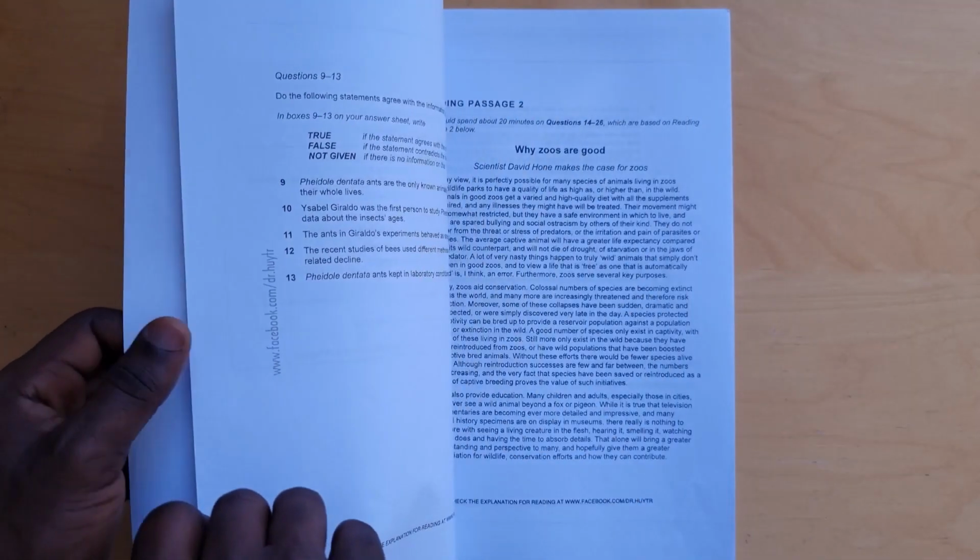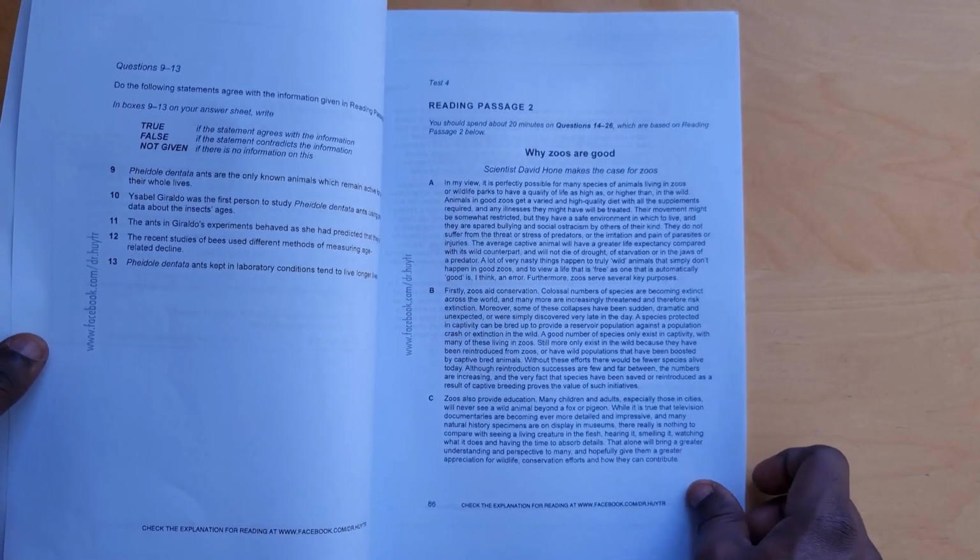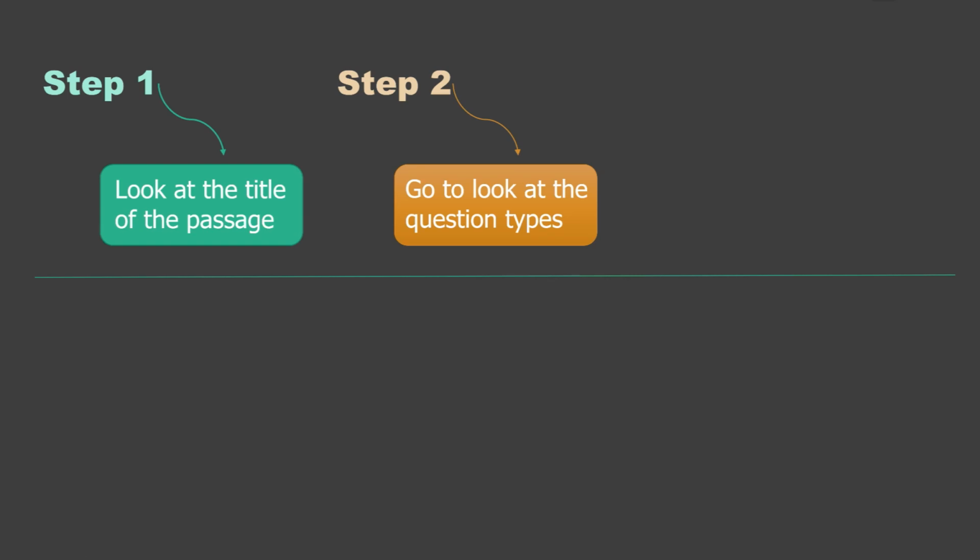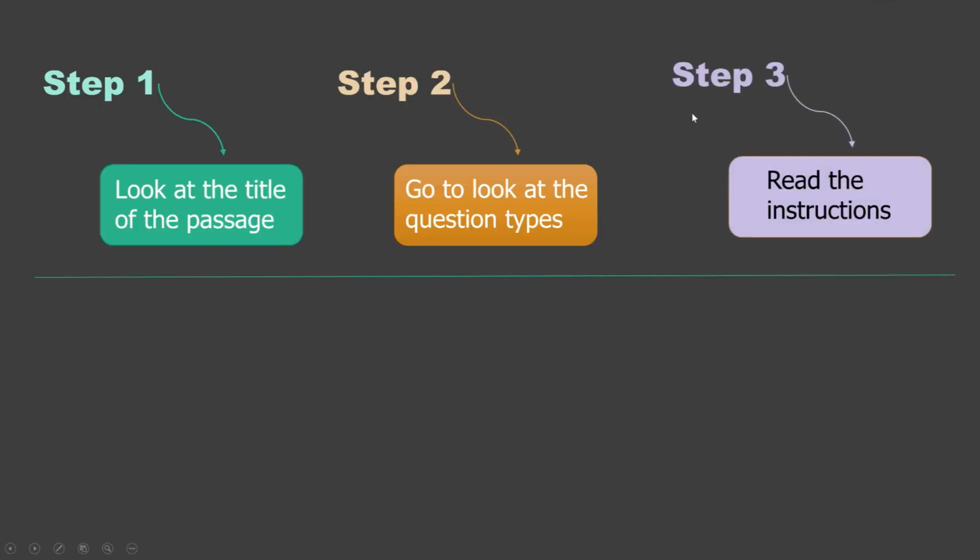Okay, so the question is, is it a true or false not given question type? Is it a yes, no, not given question type? Is it a summary completion question type? You have to be able to tell which question type is right in front of you. Also, knowing the question types helps you to pick up the right strategy to approach it. This is very important. And step 3 here has to do with reading the instructions.